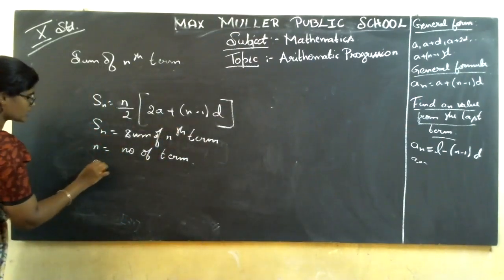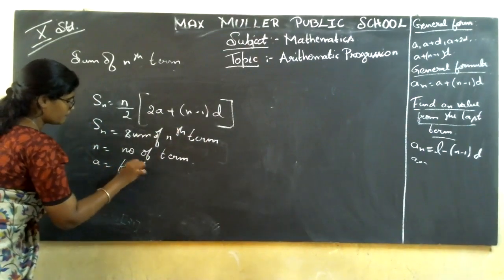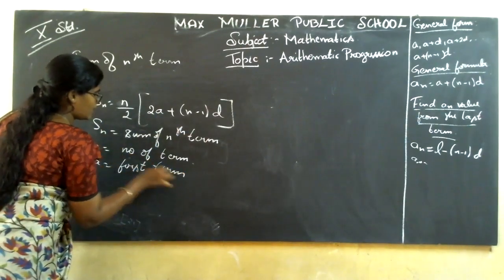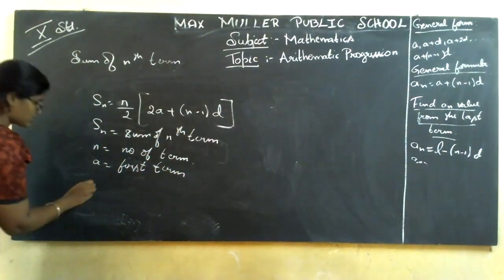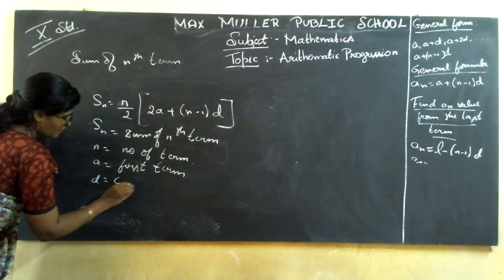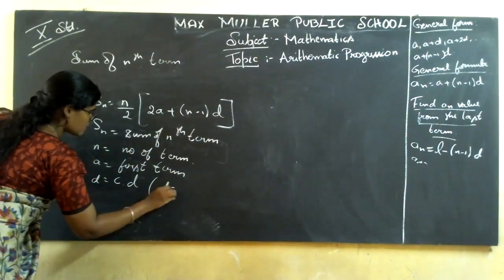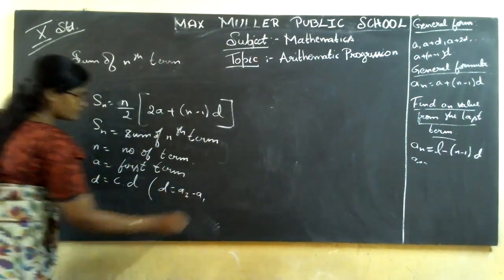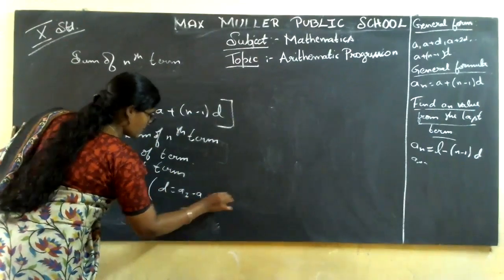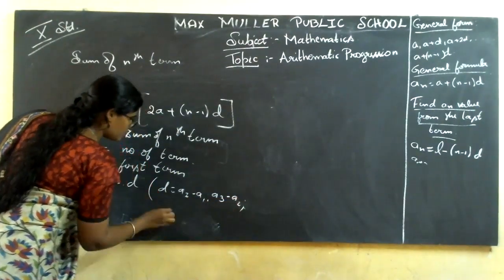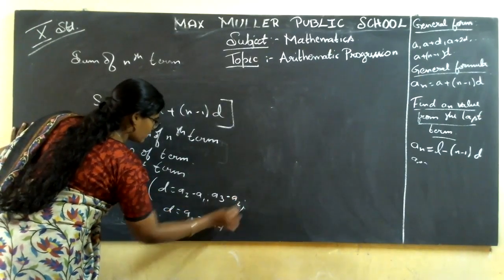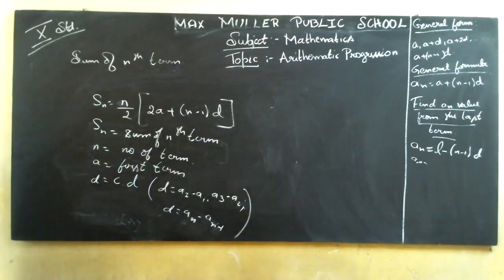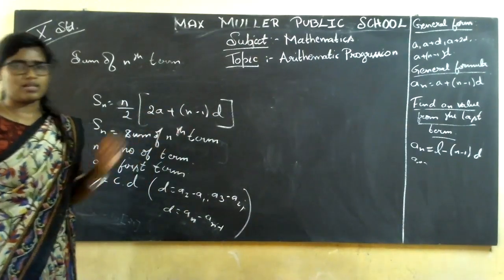Then a is the first term. Correct? Then n, you have written already, it is the number of terms. Then what is left? D. D is the common difference, where the D formula is given as A2 minus A1, A3 minus A2, and it goes on up to D is equal to An minus An minus 1. Okay, so this is the formula and these are the terms you are going to use in this formula.